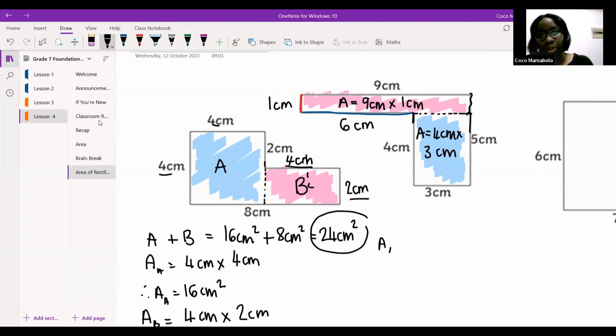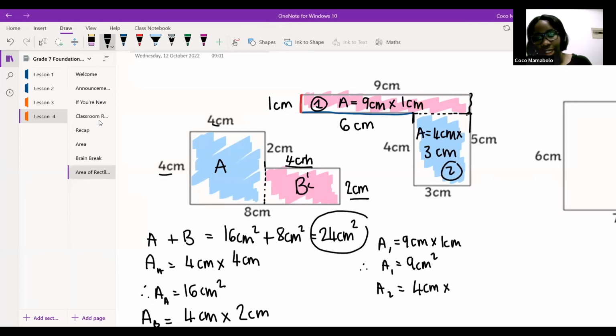Okay. So I'm going to call this part 1, and I'm going to call this part 2, just so we don't get confused. Area 1 is 9 centimeters times 1 centimeter. Therefore, area 1 is equal to 9 centimeters squared. And then area 2 is equal to 4 centimeters times 3 centimeters. Therefore, area 2 is equal to 12 centimeters squared. And then add them together.